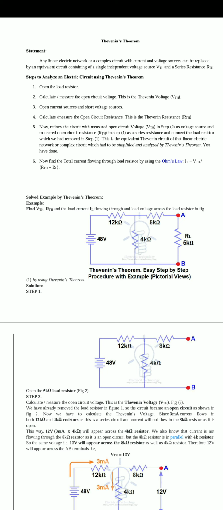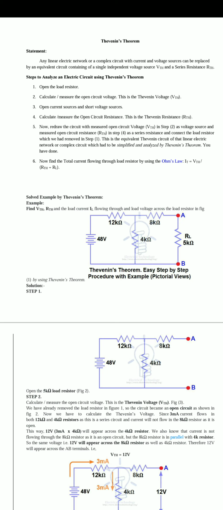Any linear electrical network or complex circuit with current and voltage sources can be replaced by an equivalent circuit containing a single independent voltage source VTH and a series resistance RTH.